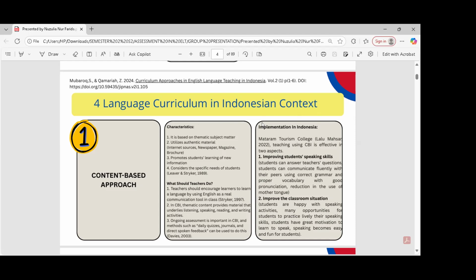This content is coming from these articles, Mubarak S. Komaria, and it reveals the years of 2024, the full language curriculum in Indonesia.